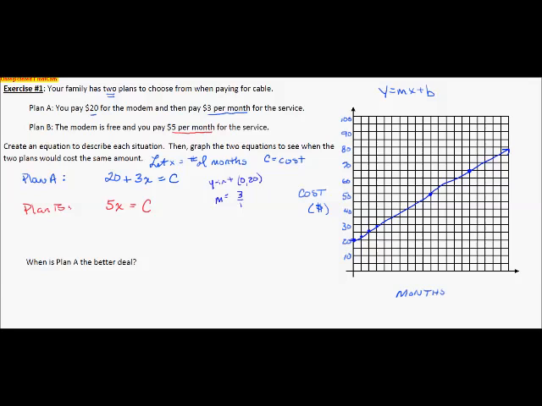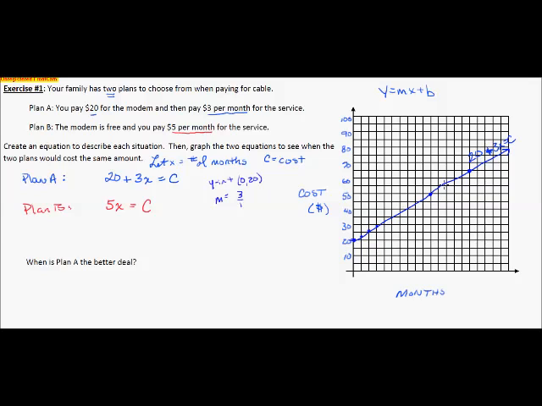Alright guys, so I took a minute and I graphed a couple of other points that I knew worked for this, and you can see I went ahead and drew my blue line in there. That represents plan A, so since now we're going to have 2 lines on here, I'm going to label this one 20 plus 3x equals c. That's really important that you guys do that, okay? So go ahead and label that line.